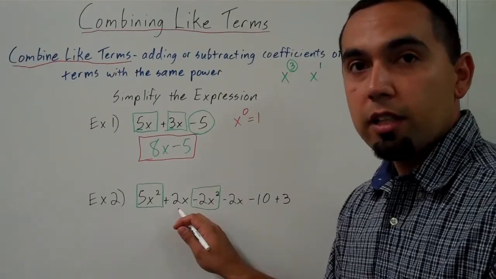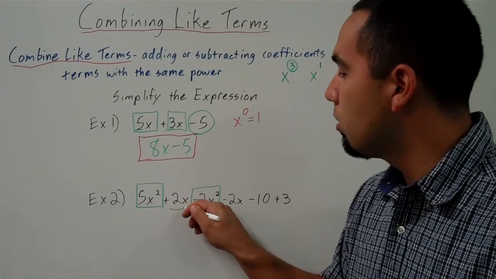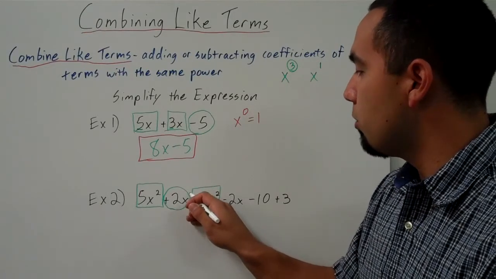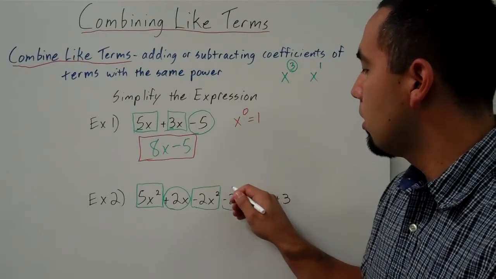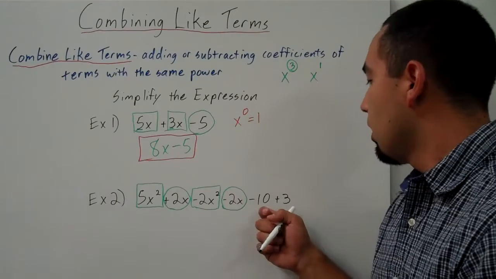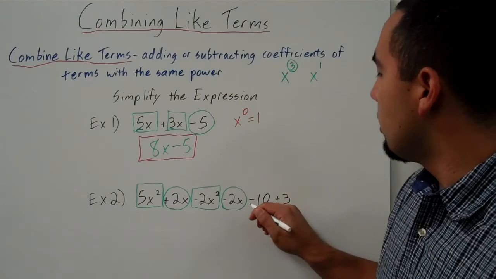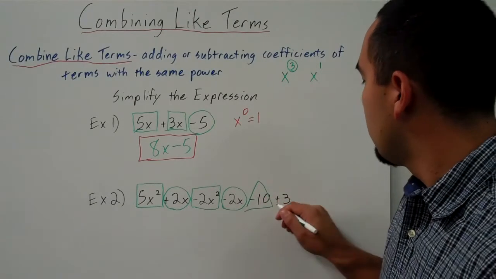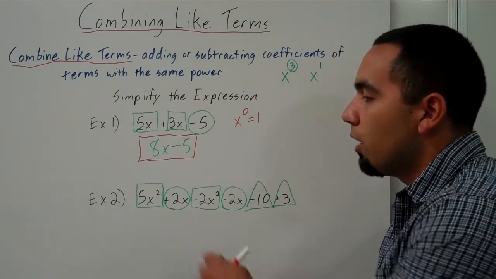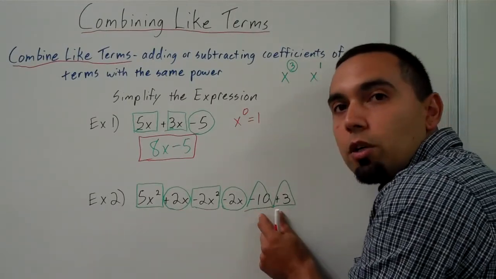I'm going to look at the next one that I have that doesn't have anything around it yet, and that's just x to the 1 power, and I'm going to put a circle around it. And again, this is just to help me when I start actually combining the terms. And here, these ones don't have x's, so I can't put circles around them. What I'm going to do here is put a triangle around these. Now all I have to do is know that I'm going to be combining the boxes, the circles, and the triangles.